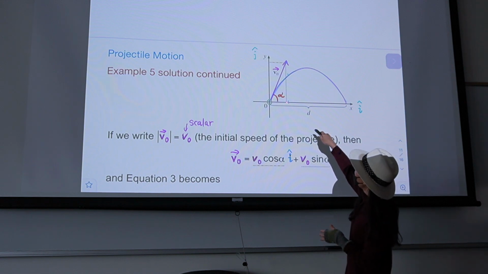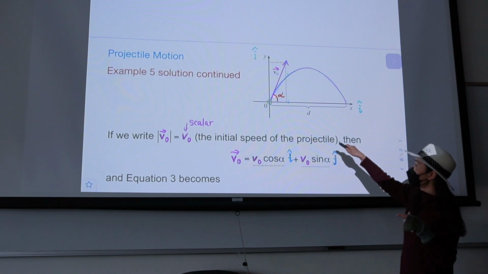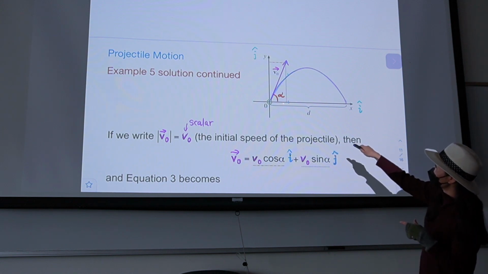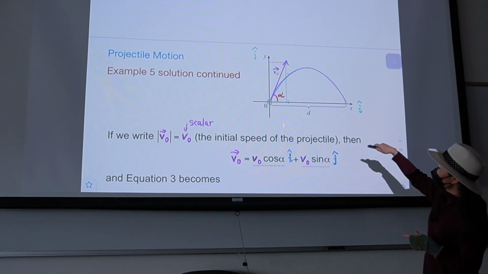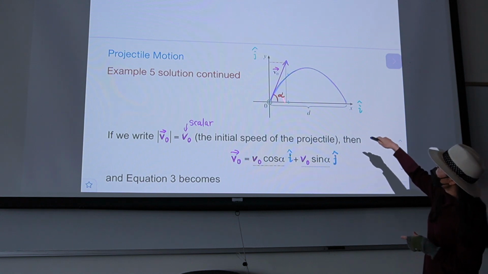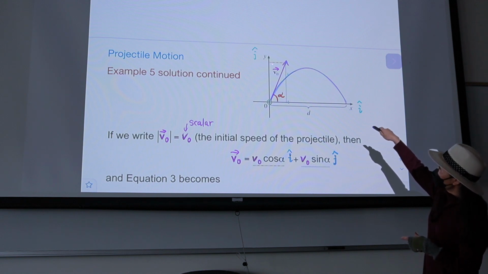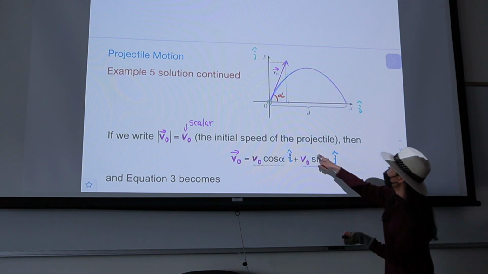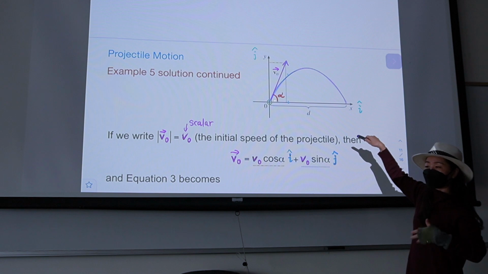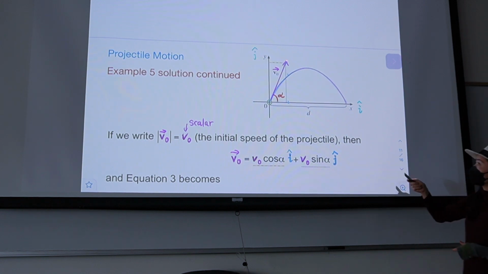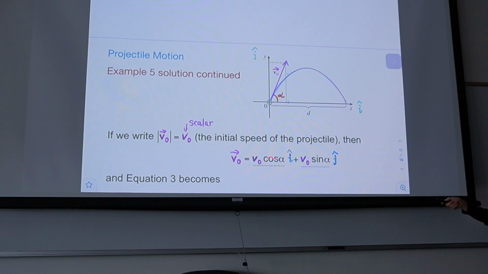Okay, this times cosine alpha will be the speed in the x direction. And then this V naught times sine alpha, then you get the opposite of this angle. That's the velocity in here, that's the speed in the y direction right there. So you can decompose this velocity in the x and y direction this way. This is the x direction, this is the y direction.